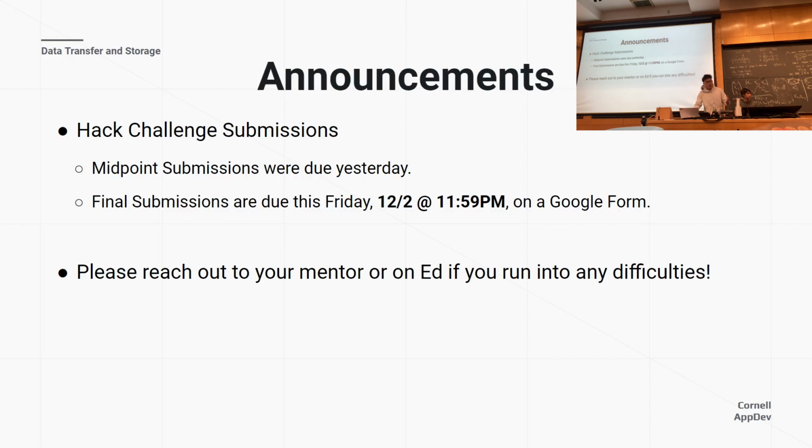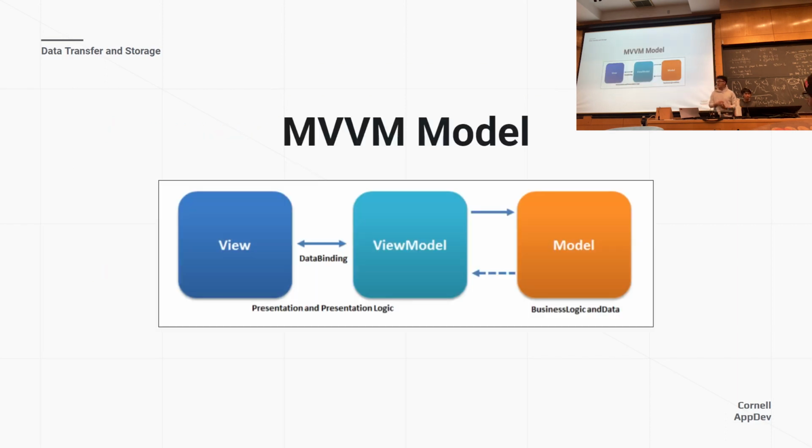So, today we will be going over the MVVM model. This is a standard model that is used with Jetpack Compose. This is the model, and what we're trying to do here is have 3 different components. Here you see the view, view model, and model.